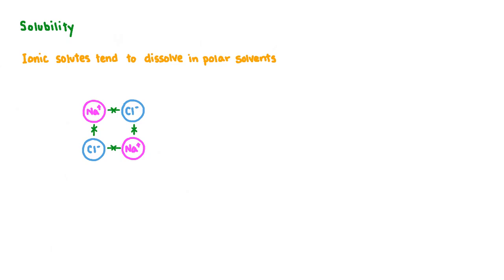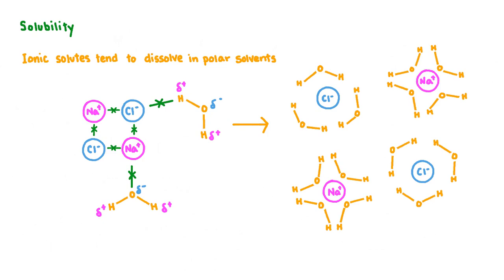A sample of sodium chloride contains positively charged sodium cations and negatively charged chloride anions that are electrostatically attracted. When added to water, the negatively charged chloride anions interact with the partial positively charged regions of the water molecules, and the positively charged sodium cations interact with the partial negatively charged regions of the water molecules. The ions dissociate from one another and become surrounded by water molecules, thus forming a solution.